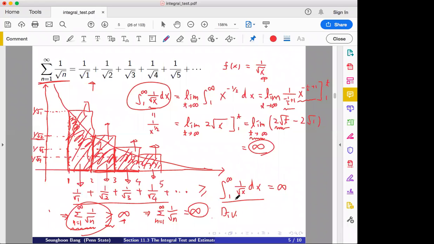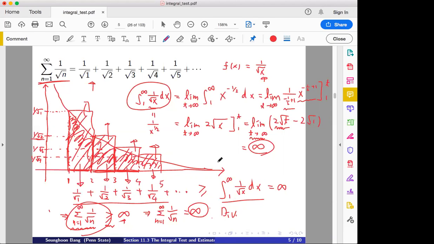So what does it mean? If the improper integral is a finite number, you can make smaller rectangles. If the improper integral is infinity, you always make larger rectangles. This is the whole idea, but you don't need it. Only check the improper integral. If the improper integral is convergent, automatically the series is convergent. If the improper integral is divergent, the series is divergent.